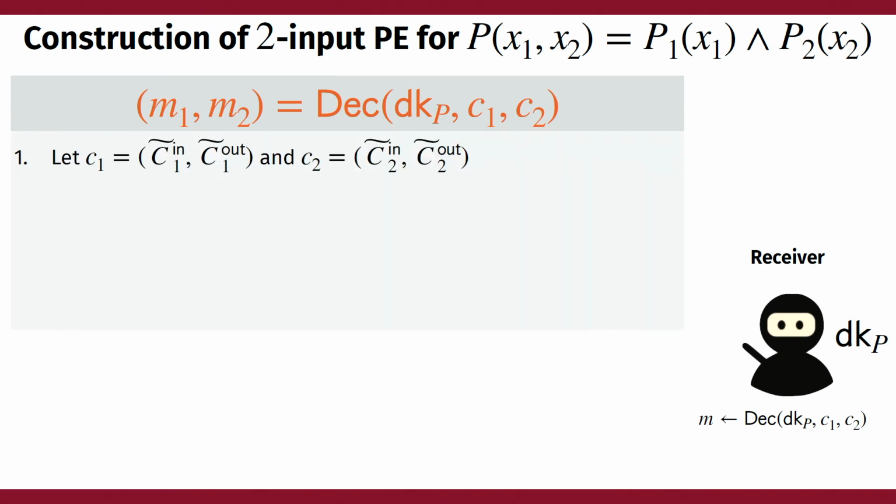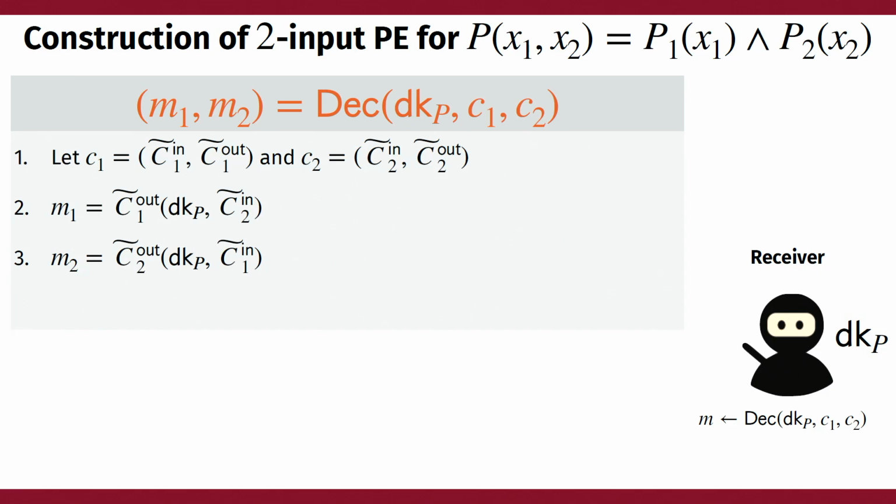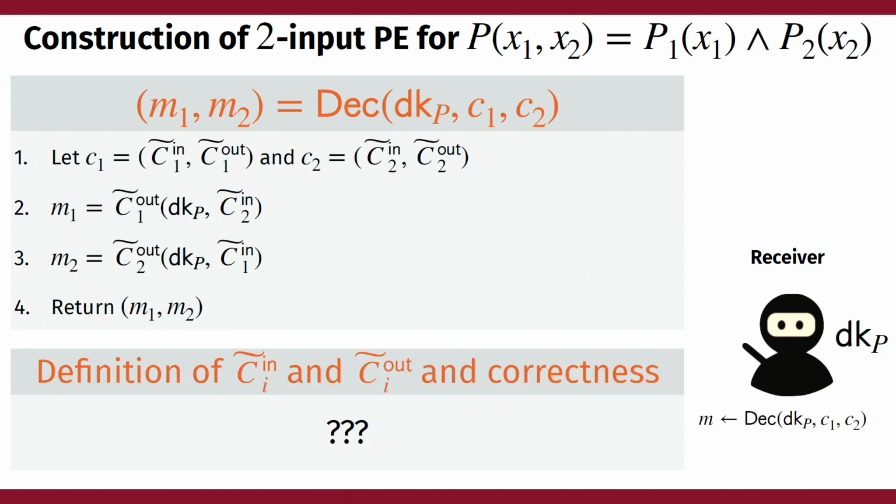How do you decrypt? So we have a bunch of obfuscations. What you do, to get M1, you run the outer obfuscation with input the decryption key for the predicate and the obfuscation of the inner circuit, but of the other sender. So the obfuscation number 2. And to get M2, you do the symmetric case. So you run the outer circuit of the second sender, on input the decryption key for the predicate and the inner circuit of the first sender. You get both messages. And of course, decryption works depending on how you define these circuits.